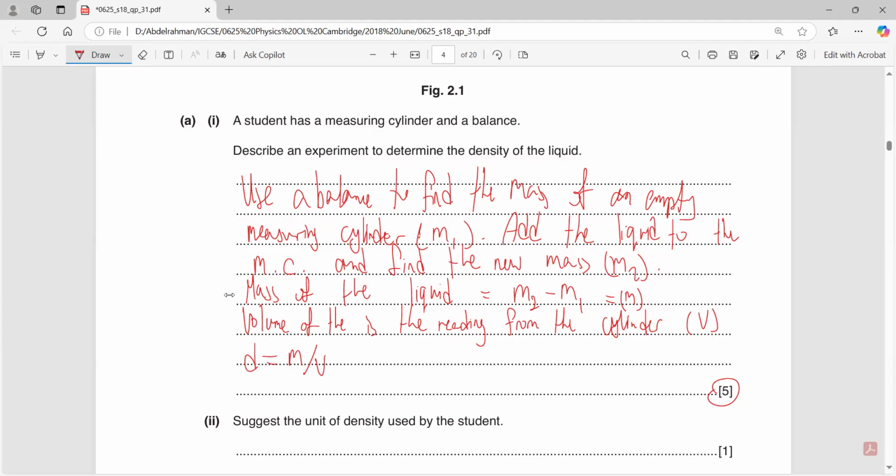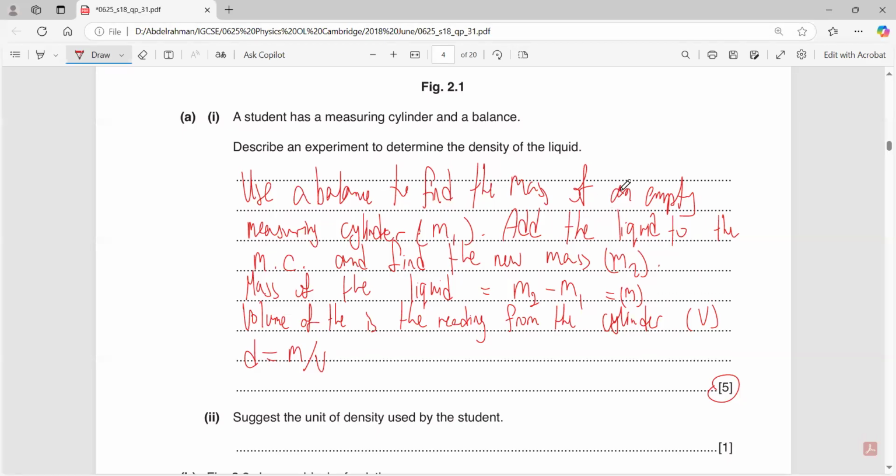But how can I find the density? I need to find the mass and the volume. To find the mass, you need to find the mass of the empty cylinder first, and then the full cylinder, and then you can take the reading of the volume directly from the measuring cylinder, and then you can find the density. Density equals mass over volume.